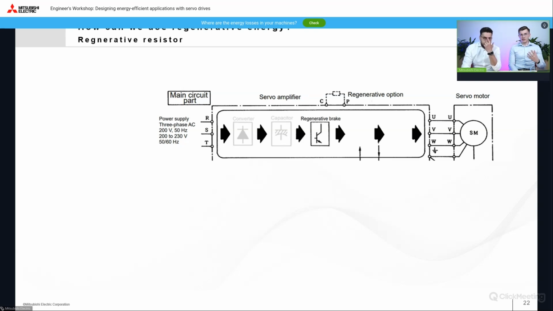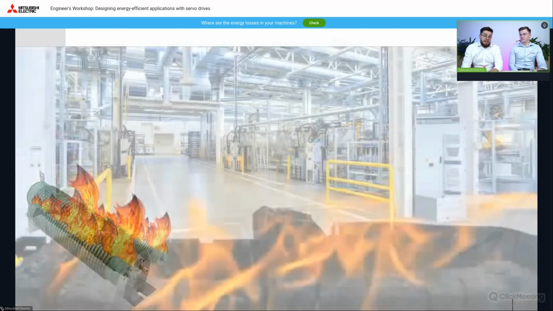Okay, so we are wasting all of this regenerative energy? It is safe to say that yes, it's true. So in other words, we have such a rather inexpensive production hall heating.